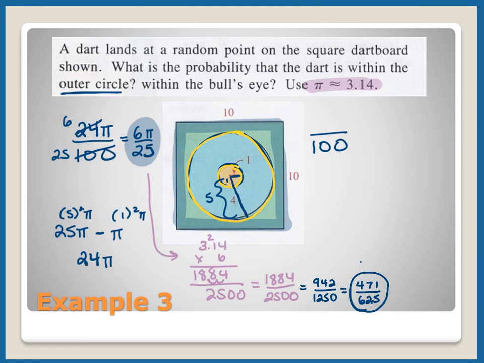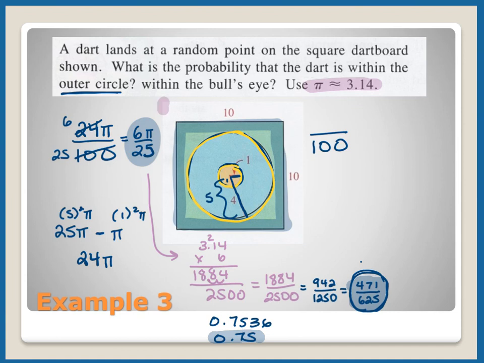So again, it kind of depends on what the directions would say. If it wants you to keep it as an exact fraction, you would leave it as 471 over 625. If it said to round it, you would make that 0.7536, which rounds to 0.75. So it all depends on what the directions say on how you'll answer this question. On the homework, we try to be specific and say what to do. Same thing for the practice and the review.